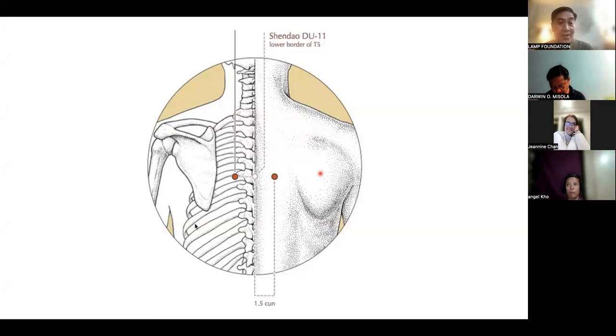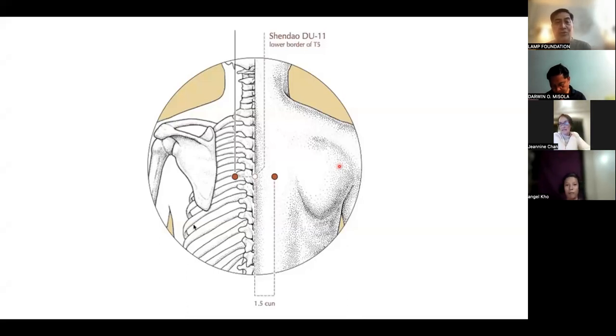Pwede nyo pa-practicean kay Sir Michael. I'm sure that area, Sir Michael, are you there? Masakit yan dyan. Okay? Yeah. Puro stress, Doc eh. Kailangan yan. Oo. Ganun talaga. Okay.